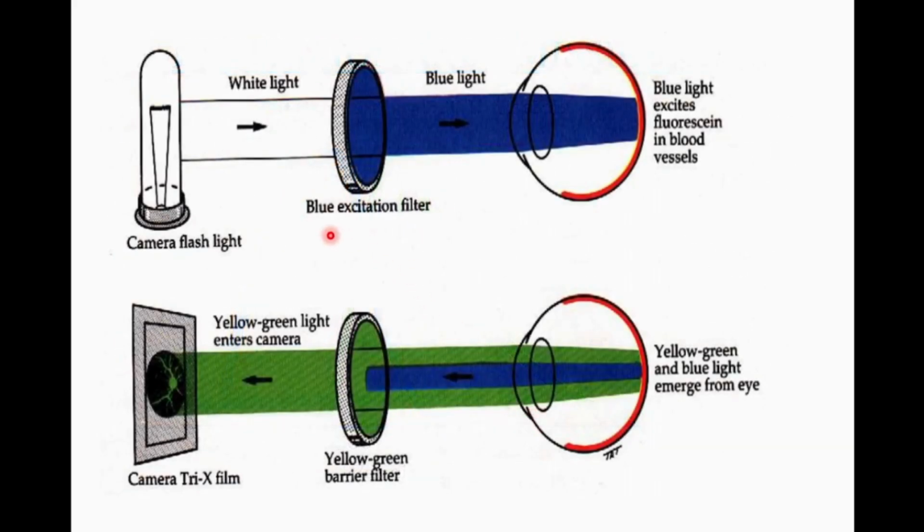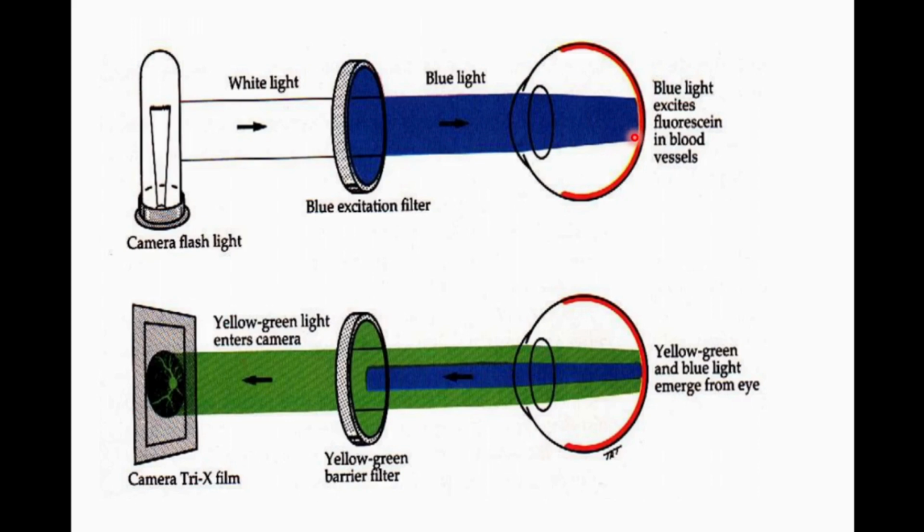So this picture shows how it actually works. This is the camera flashlight, that is the white light. This white light enters via a blue excitation filter. So when white light enters via this blue excitation filter, the emitted light will be of blue color. Now this blue light enters into the retina.